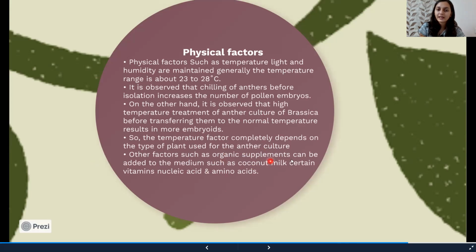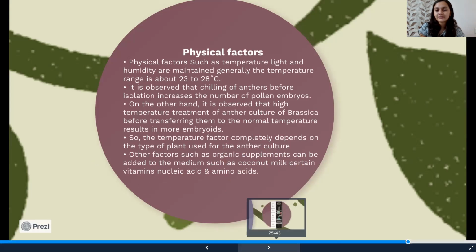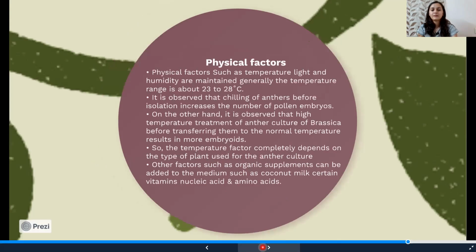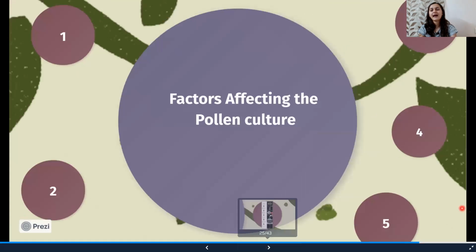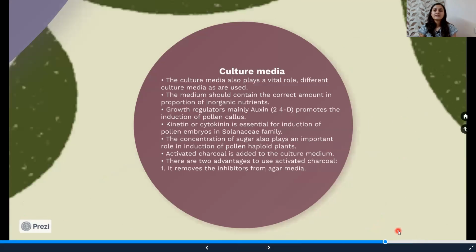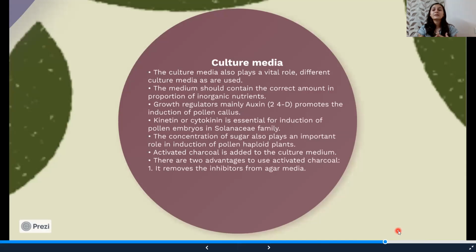Other factors such as organic supplements can be added to the media. For example, coconut milk, vitamins, nucleic acids, and amino acids should be added to the media. The last factor is culture media. The type of culture media which is used mainly plays a key role in induction of anther culture or pollen culture. So the culture media also plays an important role.